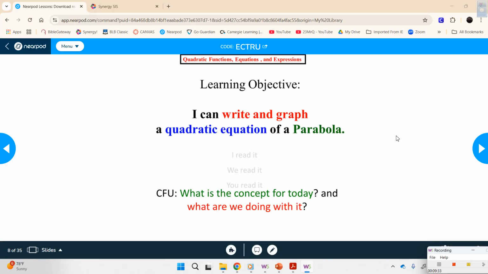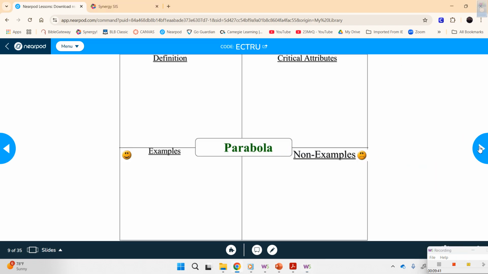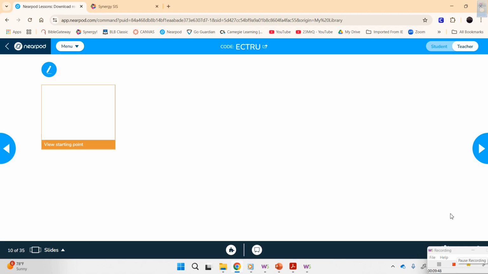All right, here we go. Once again, we're working on writing and graphing quadratic equations for a parabola. So, by now we know the definition. So on your screen, write me the definition without looking at your notes. Go.